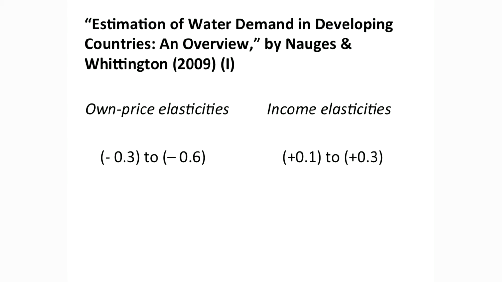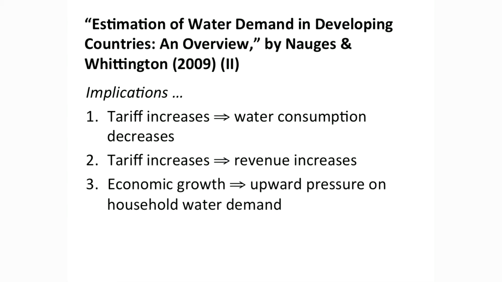This means that a 1% increase in income would result in about a 0.2% increase in household water use. These estimates of price and income elasticities have three important implications. First, household water use is price inelastic. As utilities increase water tariffs, water use will decrease somewhat. Second, as tariffs increase, utility revenues will increase. Third, economic growth will put upward pressure on household water demand.